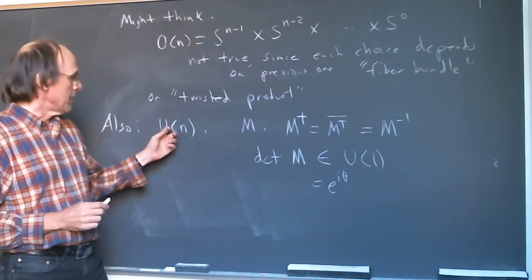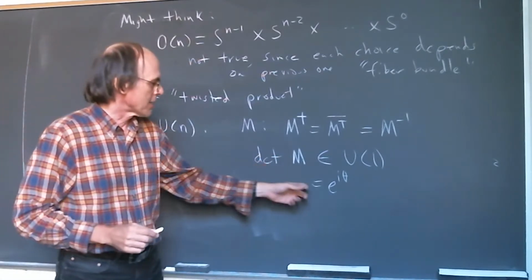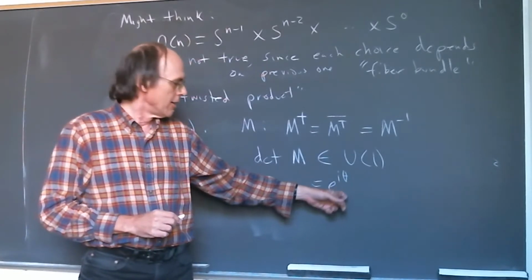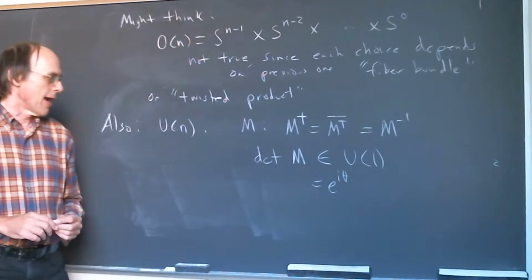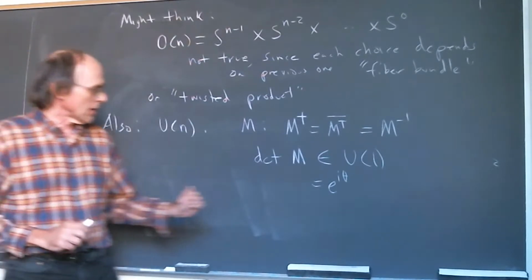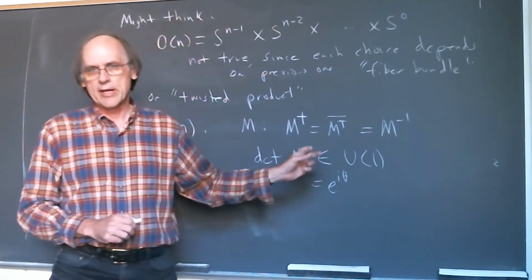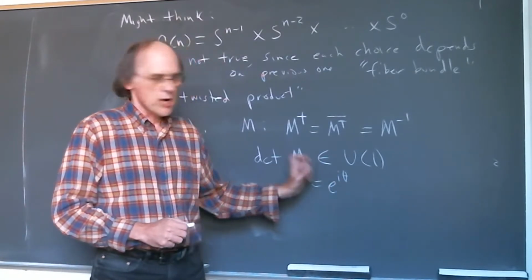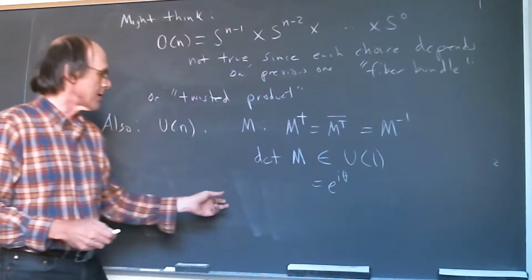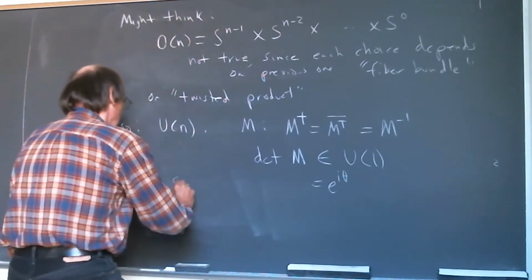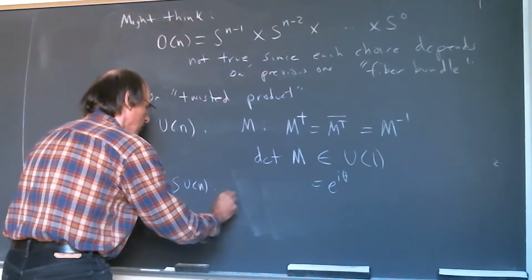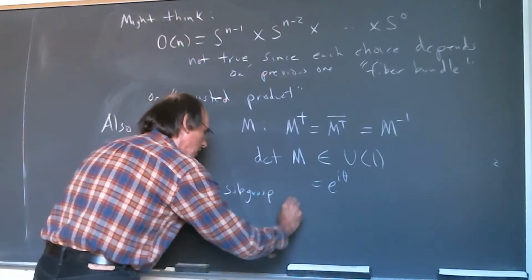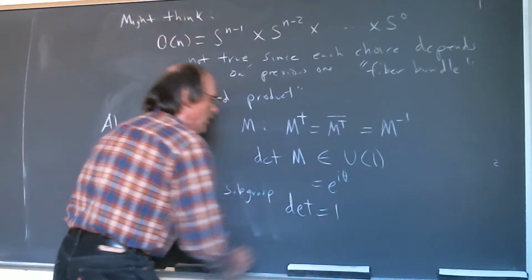Here, in U(N), the determinant actually isn't just plus or minus 1. It's an arbitrary complex number of unit length, so it's a more interesting piece of information. But generally, what we're going to do is treat it separately and restrict attention to SU(N), which is the subgroup with determinant equal to 1.